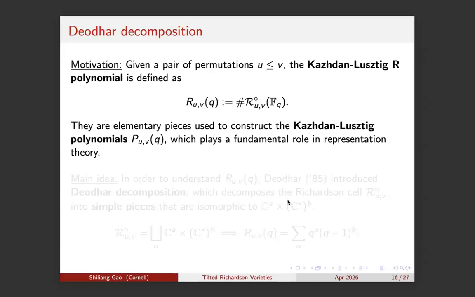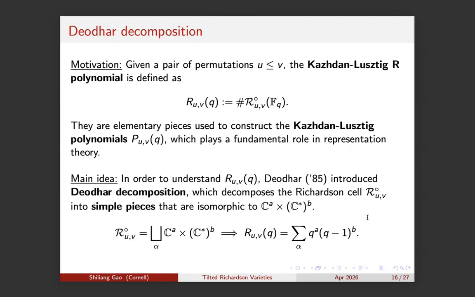Deodhar's decomposition is used to study the Kazhdan-Lusztig R-polynomials, or really Kazhdan-Lusztig polynomials. The Kazhdan-Lusztig R-polynomial can be defined as the finite field point count of a Richardson cell, or open Richardson variety, and they are the pieces that are used to construct the Kazhdan-Lusztig polynomial.